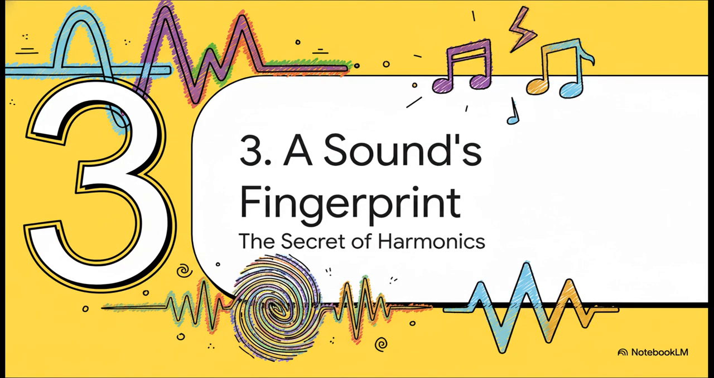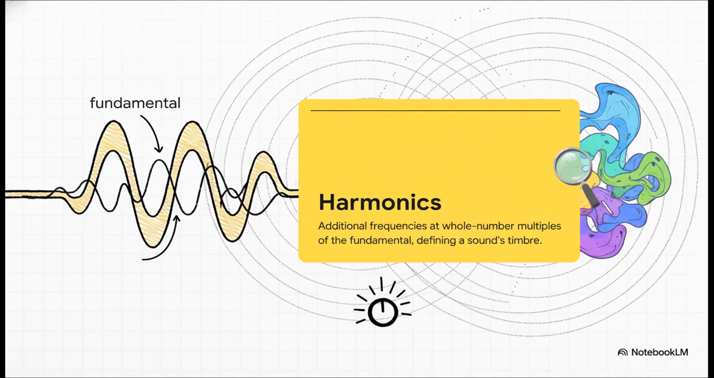Okay, so if the sine wave is so perfectly simple, where does all the character, all the color, and all the richness of other sounds come from? Well, that brings us to a sound's unique fingerprint, the secret of harmonics. Harmonics are the secret ingredient. They are these little extra frequencies that are basically piggybacking on top of the main note, the fundamental. And they aren't random at all. They show up at these really clean whole number multiples of that main pitch. This collection of harmonics is what our brain interprets as a sound's timbre, or its color and character.